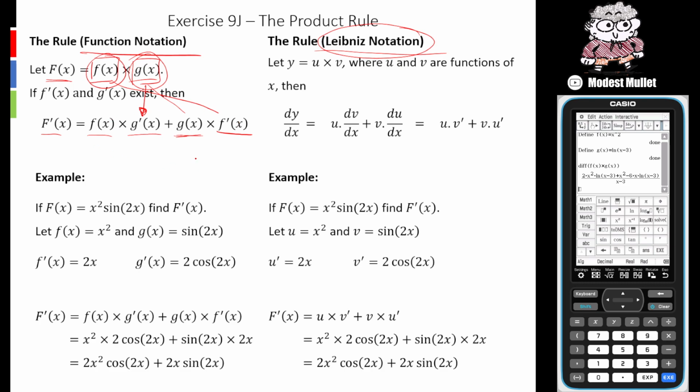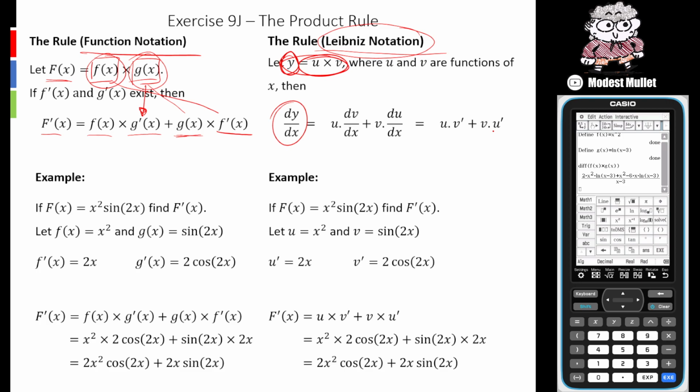It looks a little complex there, but when we look at it in Leibniz notation, I think it looks quite simple, really. If we have, again, the product of two functions that we call u and v, and u and v both have derivatives, then the actual derivative of the overall function, y, is equal to u times v dash plus v times u dash. So it's sort of like the chain rule where we're combining a couple things together, but it's pretty straightforward. So let's jump straight into it.